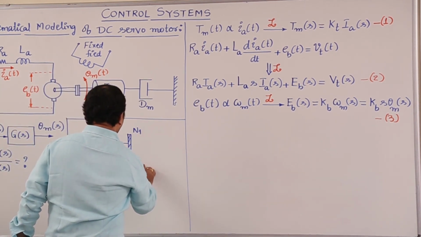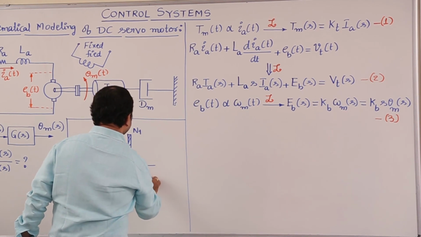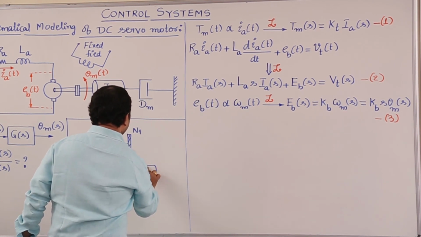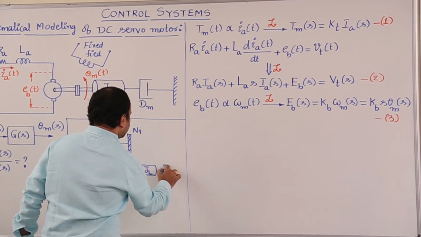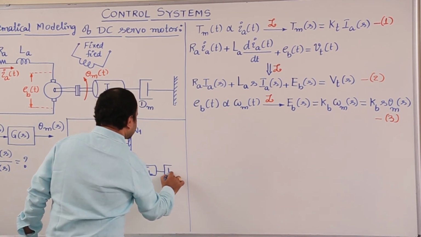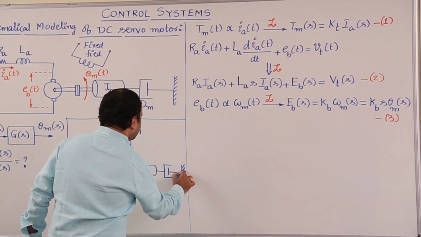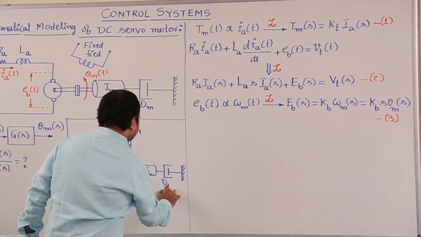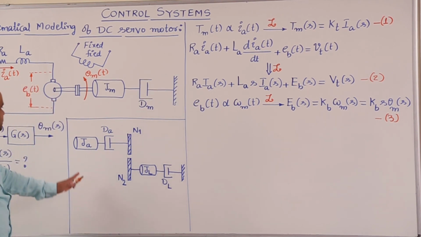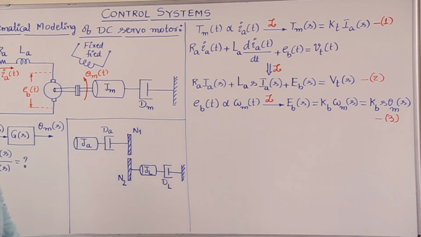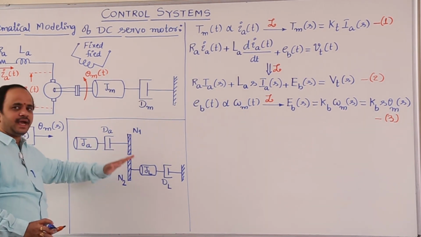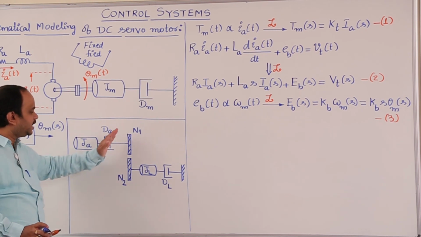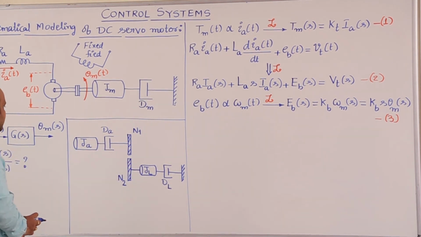This is N1 here and this is N2, where N1 and N2 represent the number of teeth on the gear, and on the load side JL and viscous damper DL. Now this is the mechanical arrangement through a gear system. The basic purpose of the gear is to adjust the speed as per the requirement. It will either step up or step down.